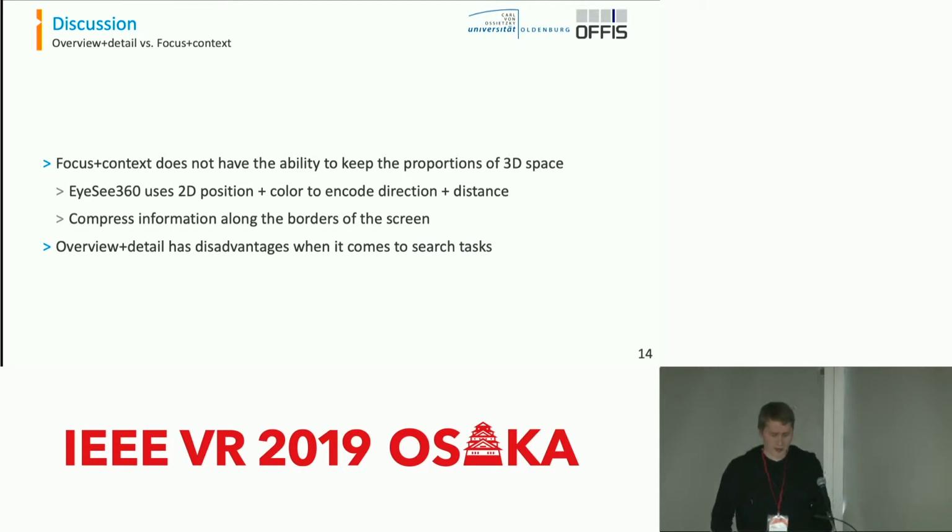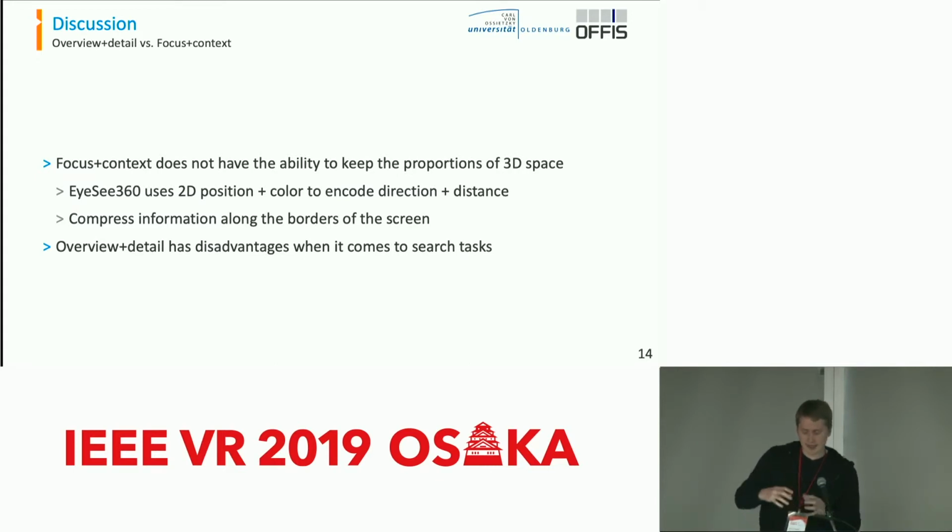Yeah. What did we learn from our findings? First of all, Focus+context does not have the ability to keep the proportions of 3D space. As we saw, IC360 is just an example, but when we want to show things in context, we need to bring them to the user's field of view, and thereby we lose the understanding of the 3D space. In IC360 specifically, this is due to splitting it up into 2D position and color, but also the compression of the information along the borders of the screen.